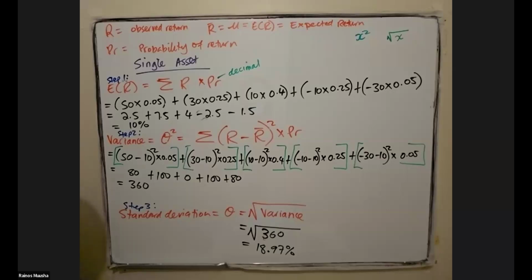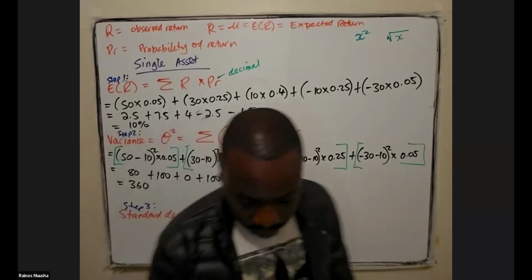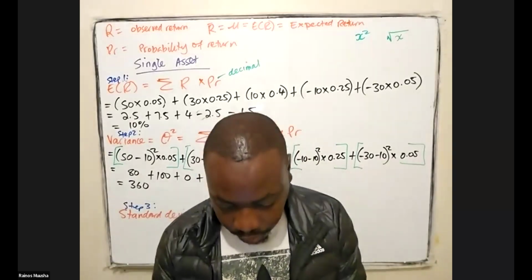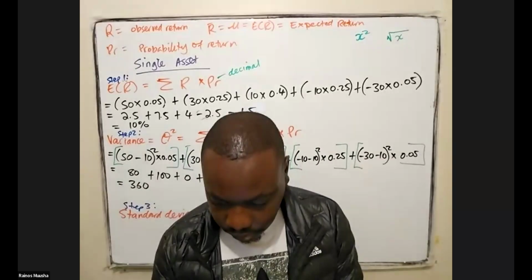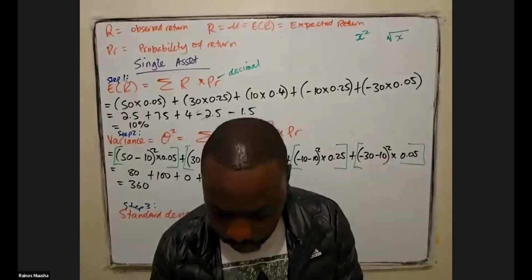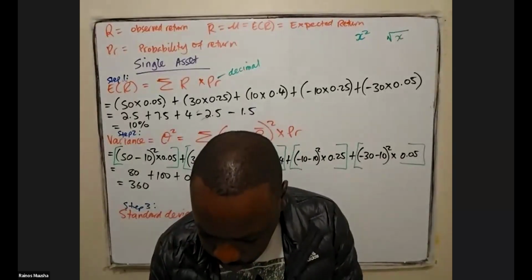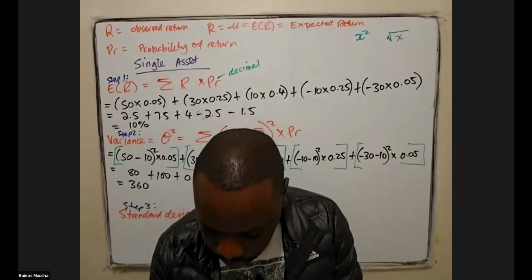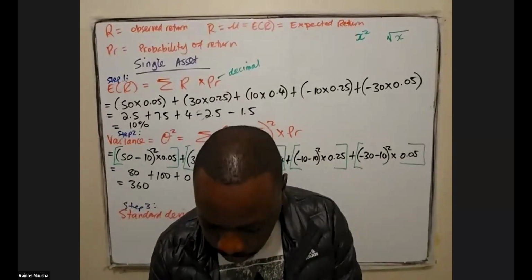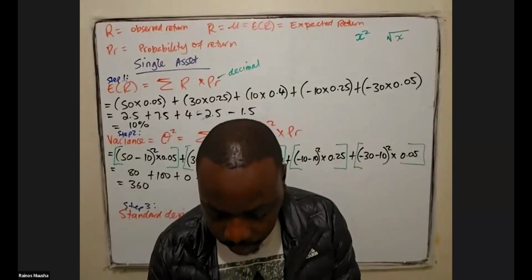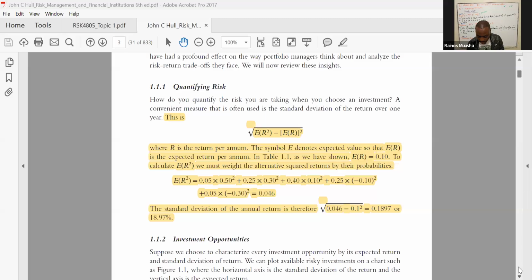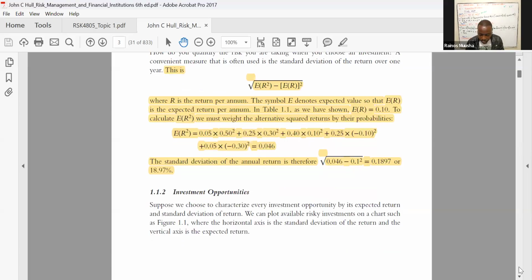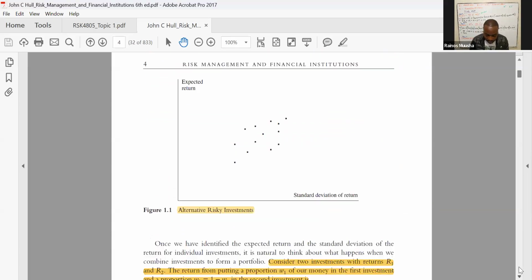Can we move on? Moving on to section 1.1.2. On section 1.1.2, they look at investment opportunities.